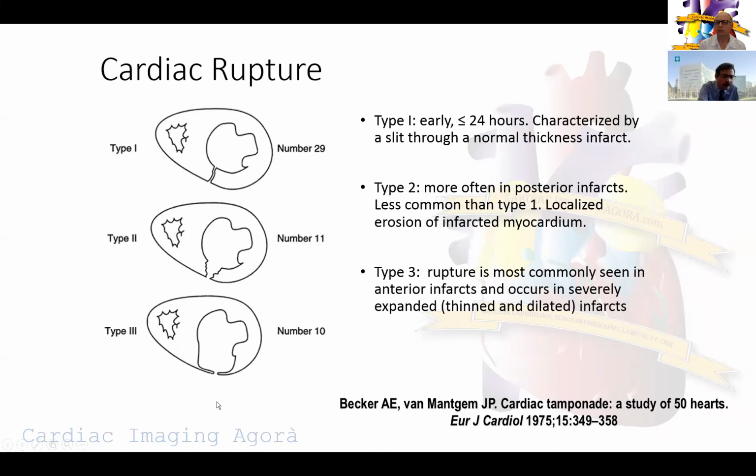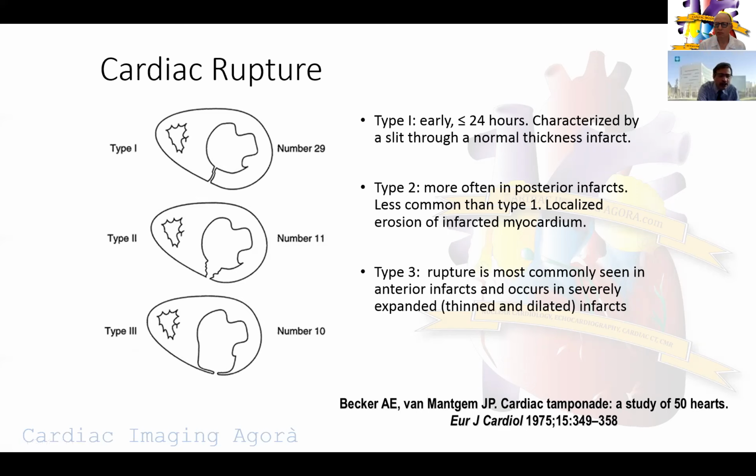In contrast, in type 3 rupture, what you see is gradual expansion of an infarction over time, ventricular dilatation, and then at the very tip of that aneurysm-like dilatation of the ventricle, the myocardium erodes and results in a pseudoaneurysm or a ventricular septal rupture, whatever the case might be, depending on the wall involved. And then finally, type 2 rupture is most seen in posterior infarcts. You see a localized erosion of the infarcted myocardium.